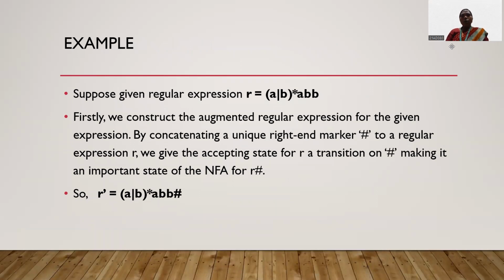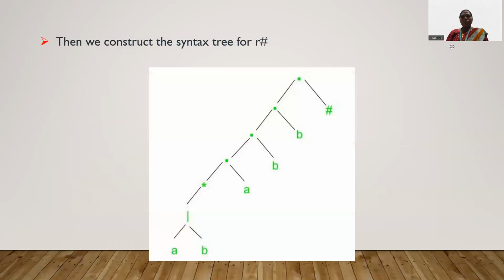Let us see the example. R is equal to (a|b)*abb. As you all know, we are supposed to do the augmentation and put a hash at the end. So what is the position number you have? Five position numbers. So a, b, a, b, b: 1, 2, 3, 4, 5.